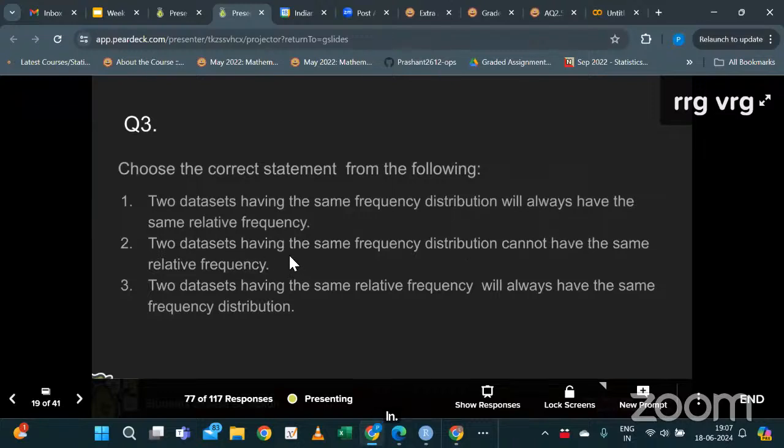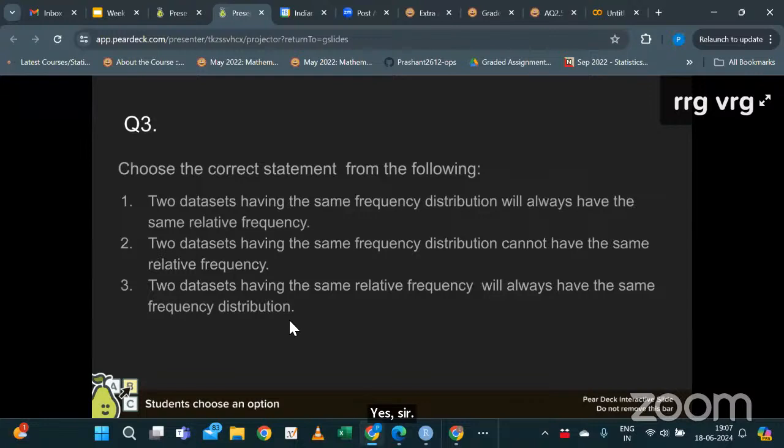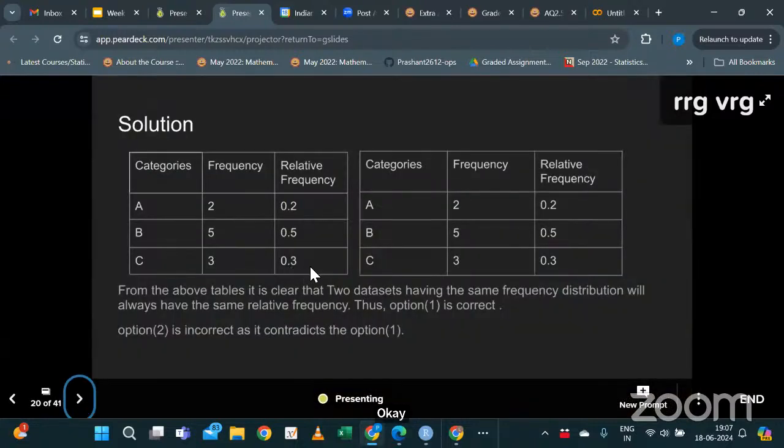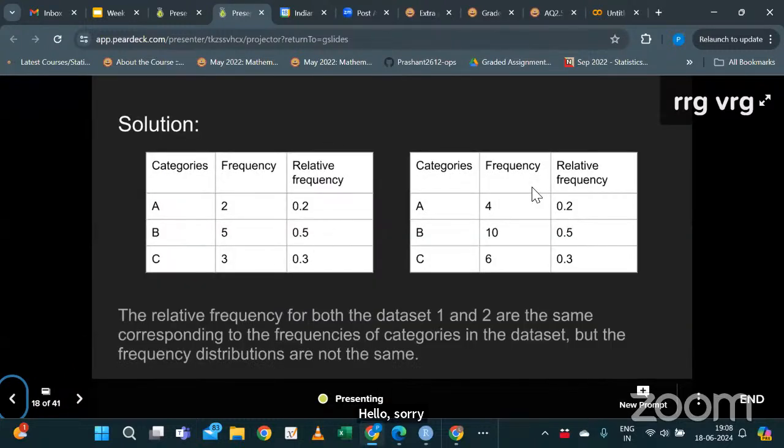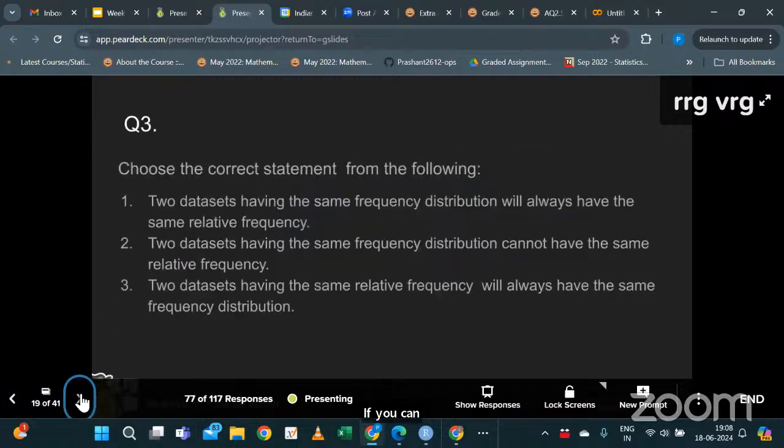It's wrong, right? It's just a contradiction of the first option. The statement says two data sets having the same relative frequency will always have the same frequency distribution. No, that's wrong. If you can see in the previous question, we had the same relative frequency, but the frequency was different, right?